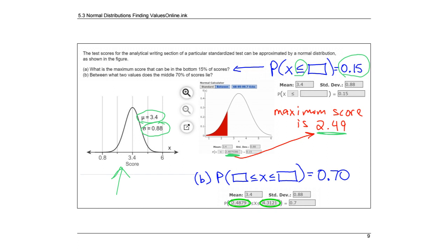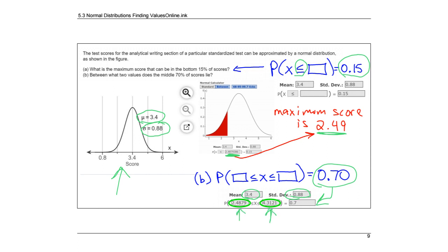Okay, so this is a little repetitive, but I just wanted you to see that the problems could be worded a little differently. The second one is, between what two values does the middle 70% of the scores lie? So we're going to do the same thing. We're going to enter our mean. We're going to enter our standard deviation. We're going to enter our 0.7, which is our 70%, after we hit between. At that point, they're going to give us the two scores.